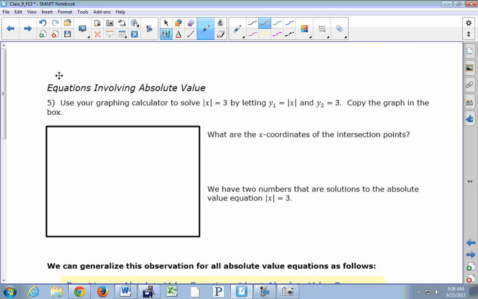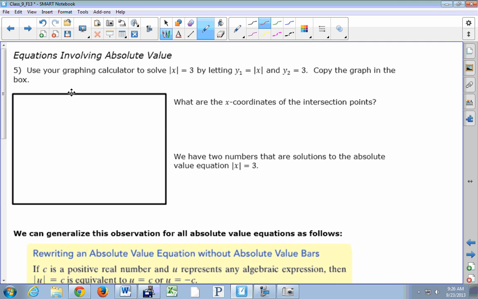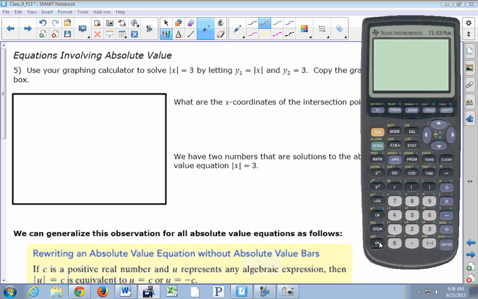Our last type of equations we've actually been solving already without knowing it, when we've been taking the square root of x squared on both sides of our equation and we end up with an absolute value. So let's use our graphing calculator to solve the absolute value of x equals 3 by letting y1 equal the absolute value and y2 equal 3.